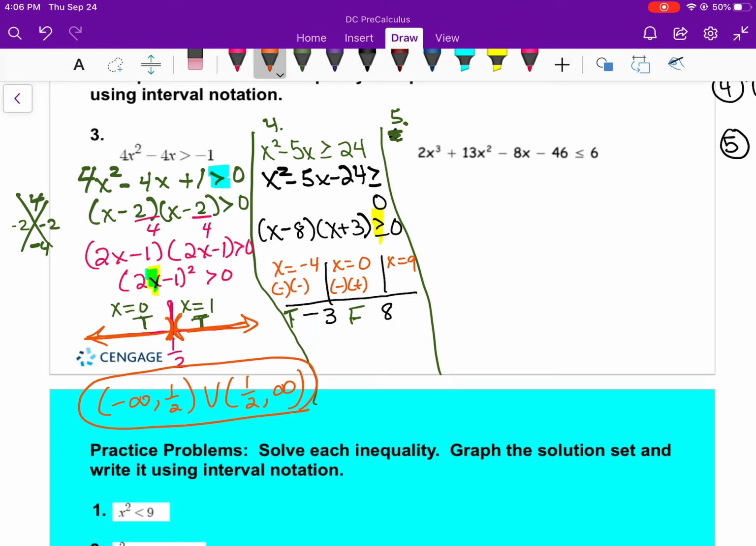And then I'm going to do 9. So 9 minus 8 is positive. 9 plus 3 is positive. So I have a positive, and so that's true. Again, you're shading where it's true. And I'm using brackets because of the equal to. Oops, I missed that one, didn't I? Let's fix that. Okay. So here we go. Negative infinity to negative 3, union 8 to infinity. And that's it. Hope that helps.